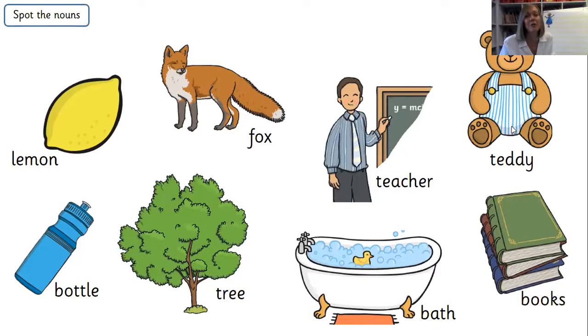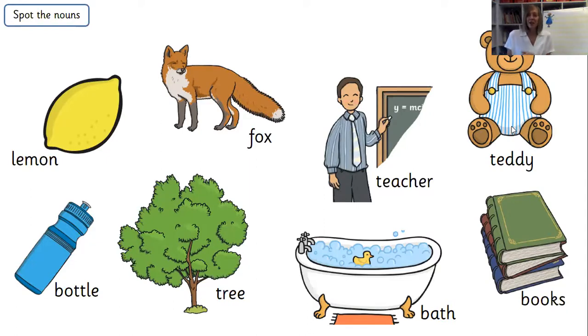We've also got the noun fox, and then you've got the noun teacher, that's a person. We've also got a teddy. If you wrote bear down, that's exactly the same, so well done. We've got bottle. If you remember that cheeky E on the end of bottle, you guys are superstars, so well done for that super spelling. We've got a tree, a bath, and some books. Well done if you added your cheeky S on the end, that suffix, because it is a plural. There's more than one book there. I can see 3. So well done, guys.